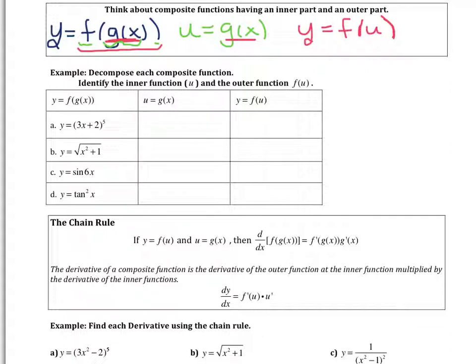This is what we're going to be doing at the very first part of our classwork. So you're going to look at each function, and then we're going to decompose it. I want you to identify the inner function as u and the outer function as f of u.